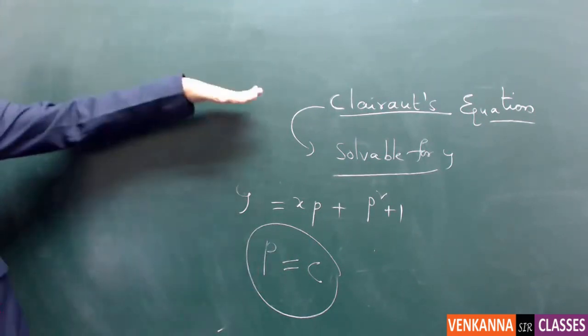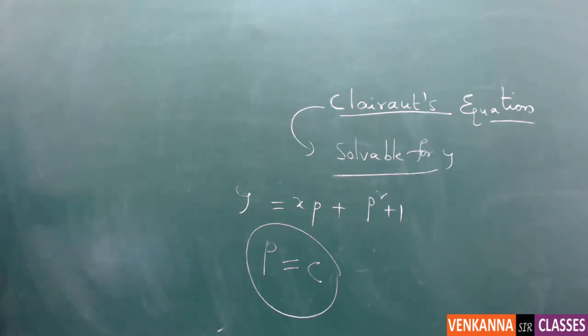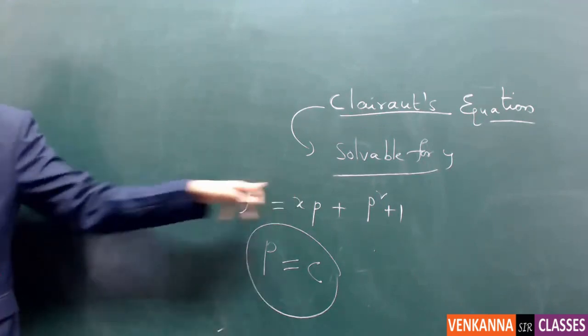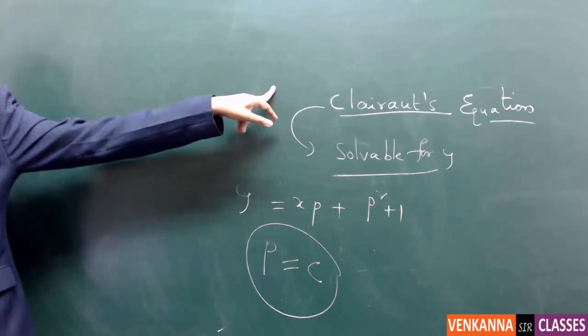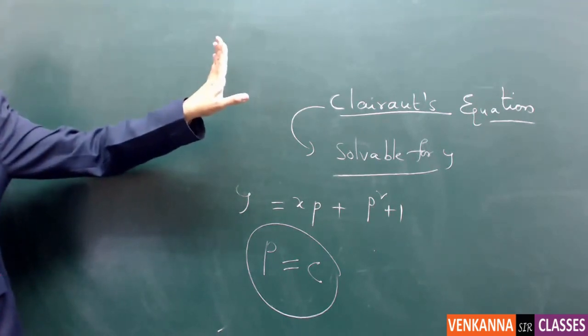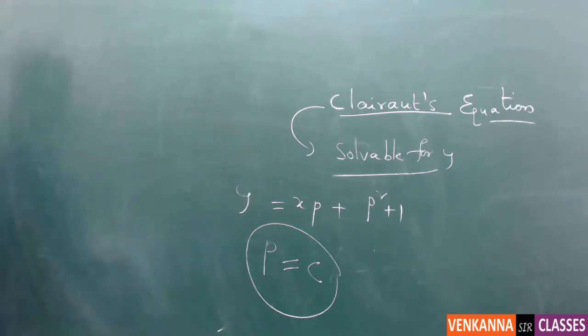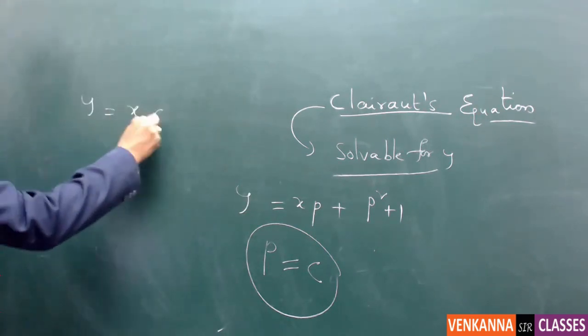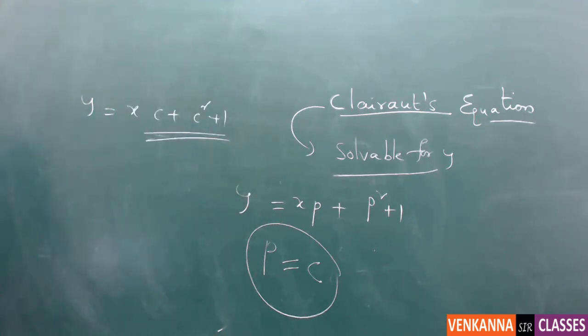So without doing the entire process, we simply mention that the given equation is under this form. It is known as Clairaut's equation. So the general solution is nothing but we are going to substitute P is equal to C. So the final solution is y is equal to xc plus c square plus 1. That's all. So the differential P is replaced with the constant C, which is nothing but the general solution.